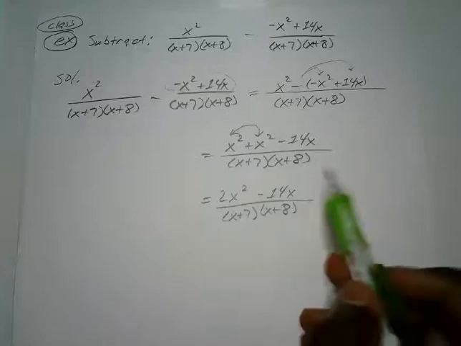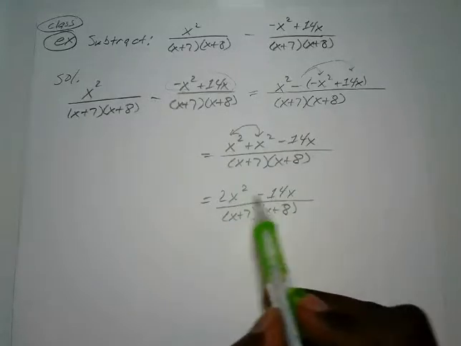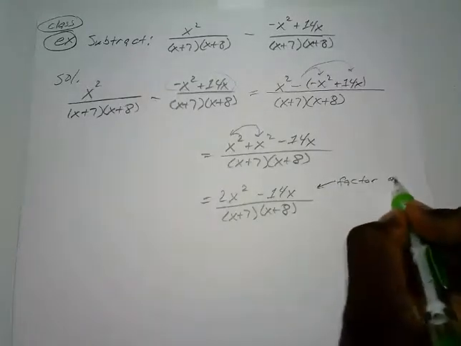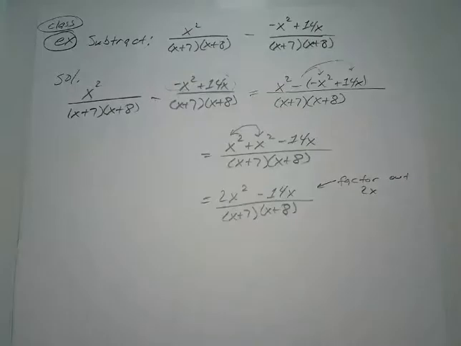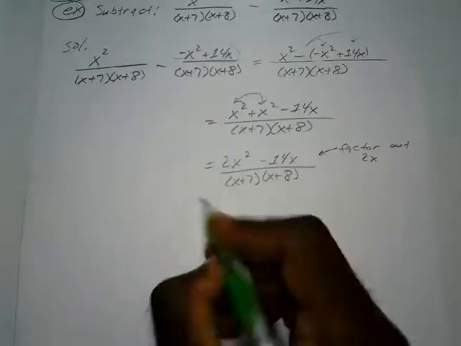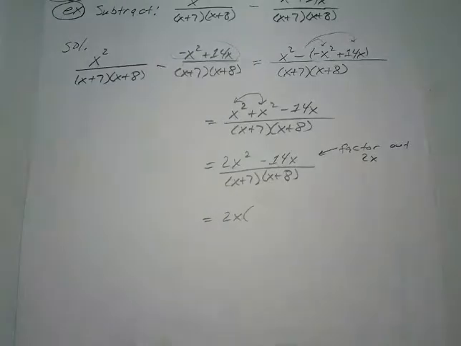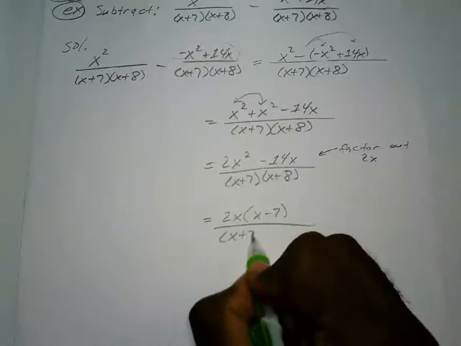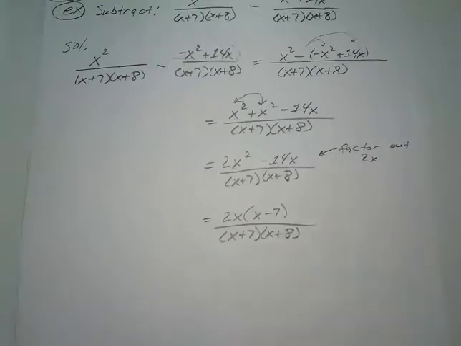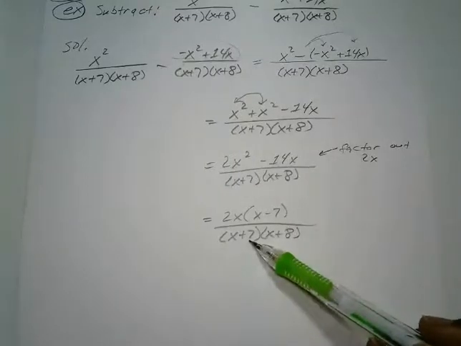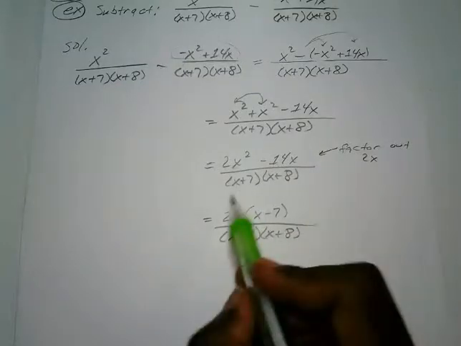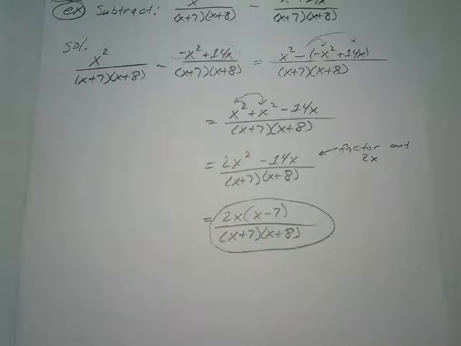Okay, so really if you look closely at these two terms, you can factor a 2x out of both of those. So factor out a 2x. So if we factor out a 2x, that leaves us with 2x times x minus 7 all over x plus 7 times x plus 8. Okay, so we can see here, x minus 7 and x plus 7 do not cancel each other out. They're not the same thing. Since they don't cancel out, we can go ahead and say this is our final answer.